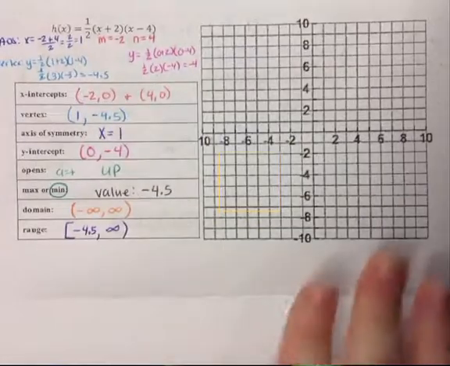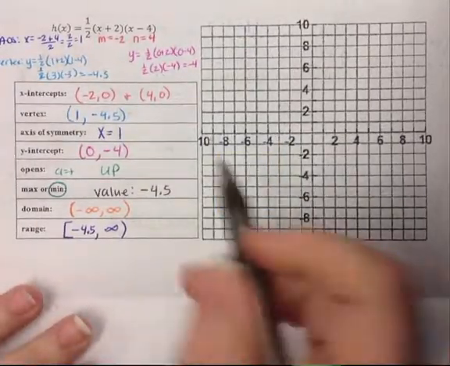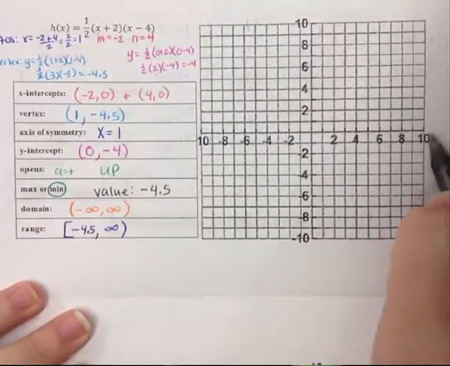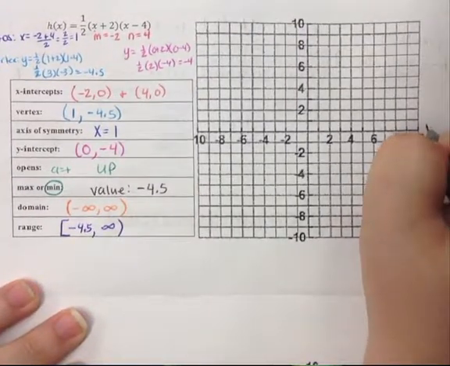Now to do our graph, we always make sure that we label our x and y axis. Again, the x-axis, we always want to label it on the right-hand side.